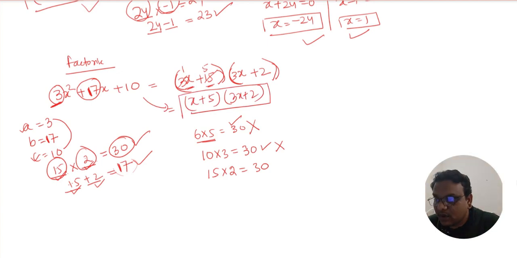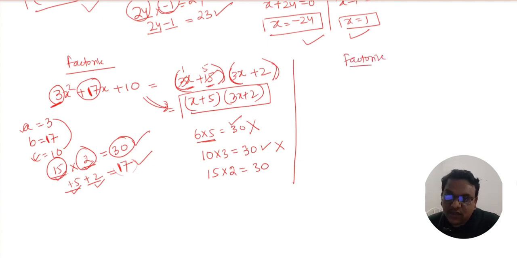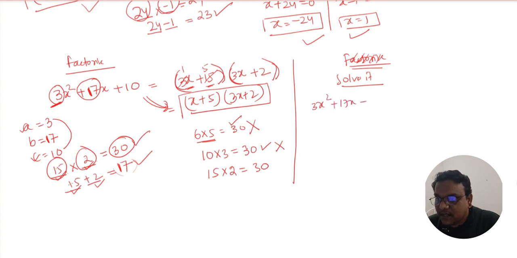If you write the earlier one, it will be wrong. The final answer will be like this. Again, if I'm going fast, pause it, go back and check it. Okay. So for example, if they ask you to solve it, same question I'm giving, they will tell you to solve 3x squared plus 17x plus 10 equal to 0.